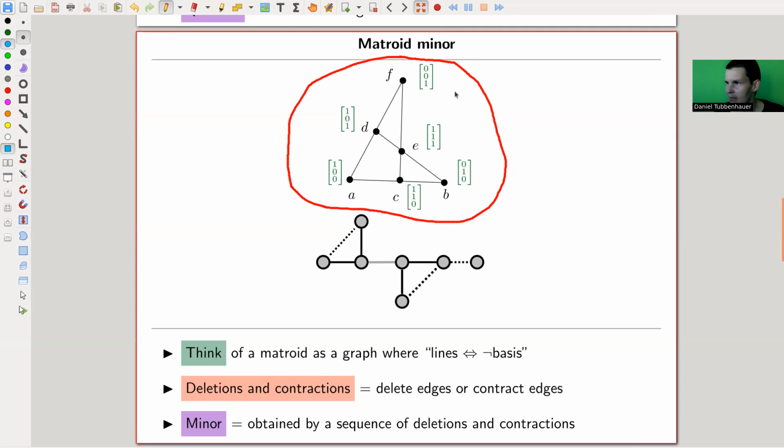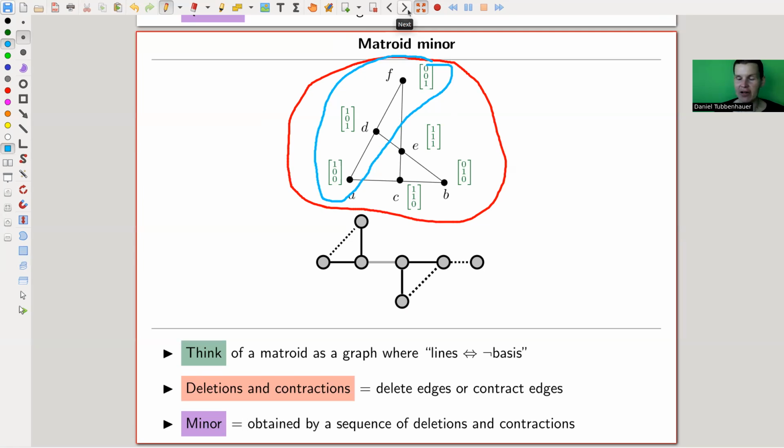So here, for example, in our linear example, those three vectors are on a line, and as you can see, they're clearly not linearly independent, so they don't form a basis. And similarly for all the lines in this picture. And in that way, you can essentially associate a graph to a matrix. Let's forget details. Let's just say you can, and then you just use the usual minor-type operations for graphs, and then you get minors of matroids obtained by deletion and contraction operations. That's essentially what it is.